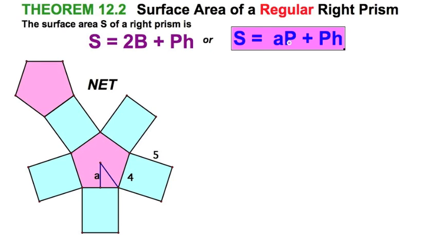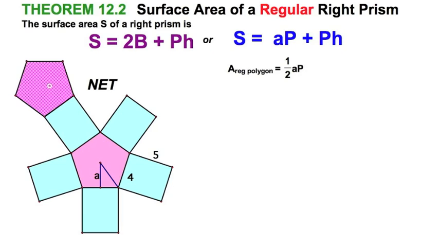So let's first make sense of this blue equation. Recalling from last chapter, the area of a regular polygon is 1/2 AP, apothem times perimeter. But since there are 2 of them, this one and this one, if I add those together, it can be simplified to just AP. So that's why the blue formula is written this way. It's just simplifying for you. The AP adds up the 2 bases, and the PH adds up all the sides. So, let's get to it.